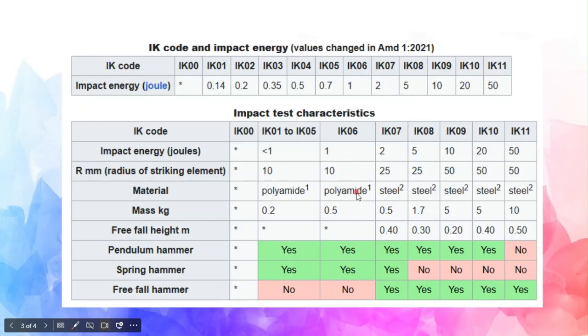Up to IK06, polyamide materials are okay, but after that, it is steel. Nowadays, FRPs are coming into the picture. There are FRP boxes that also support IK08 and IK09. But my personal experience is that when these FRP materials are exposed to extreme weather conditions like high temperature, high moisture, and high cold, they lose their strength very fast, so they become more of a brittle kind of material.